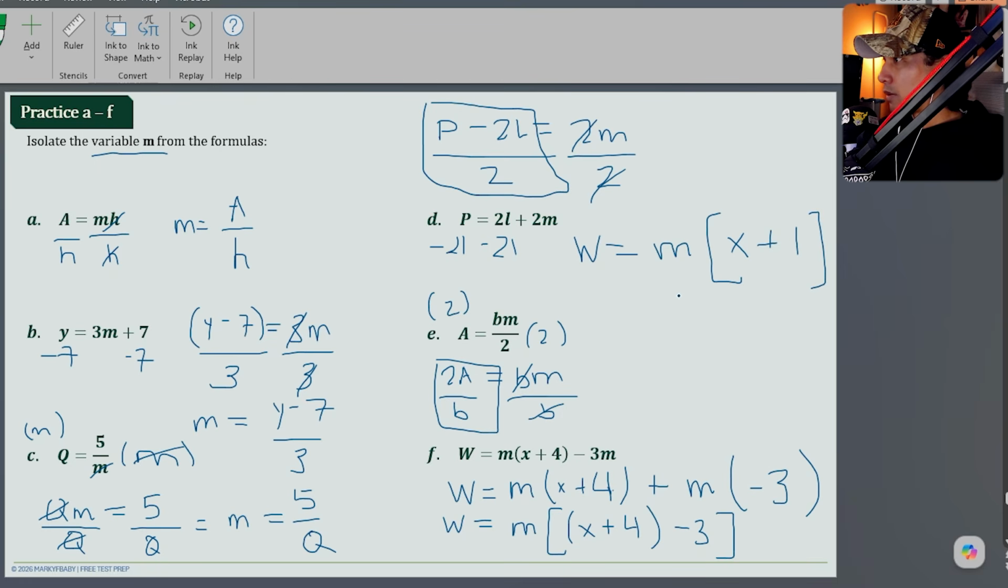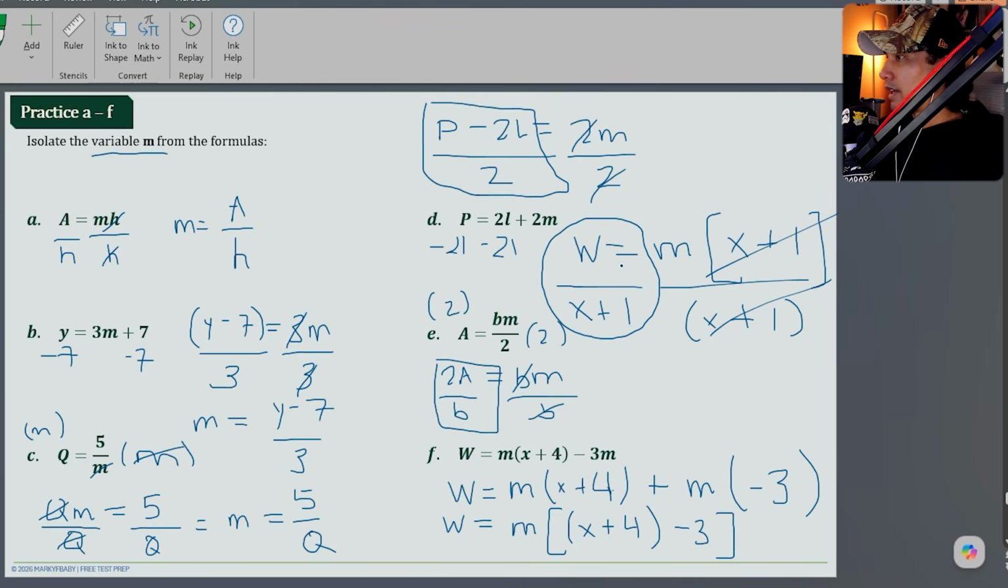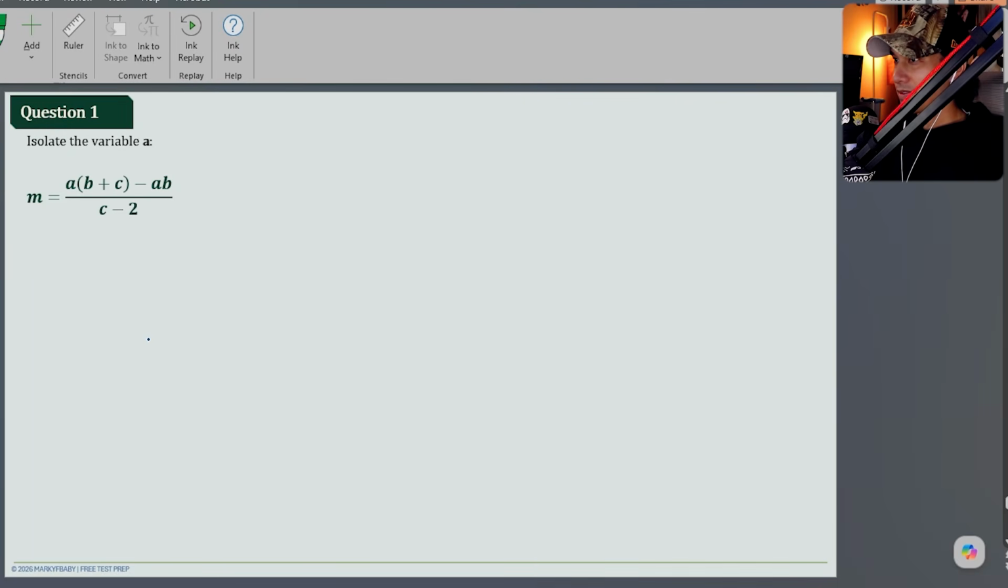And then I am going to divide by X plus 1, and this is M isolated. These cancel each other out. And then what we're left with is W over X plus 1. Okay? This was a little hard because you needed to know to factor. Now that I have gotten over all that, let's go ahead and go on to the questions.